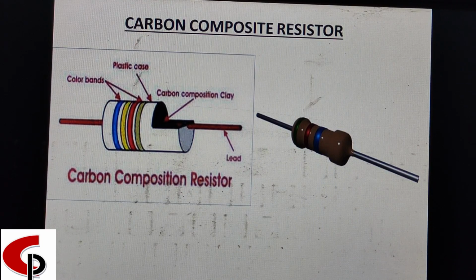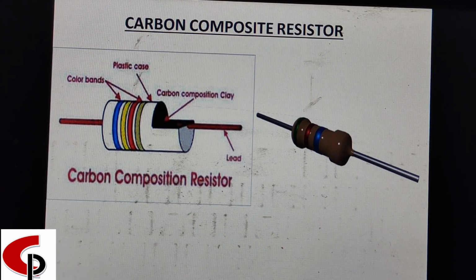The resistance of the carbon composition resistor depends on the amount of carbon added, the length of the solid cylindrical rod, and the cross-sectional area of the solid cylindrical rod. The resistance of the carbon composition resistor is inversely proportional to the amount of carbon added. That is, we know carbon is a good conductor of electricity.